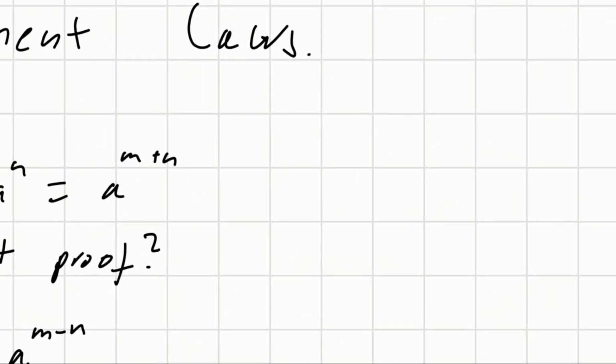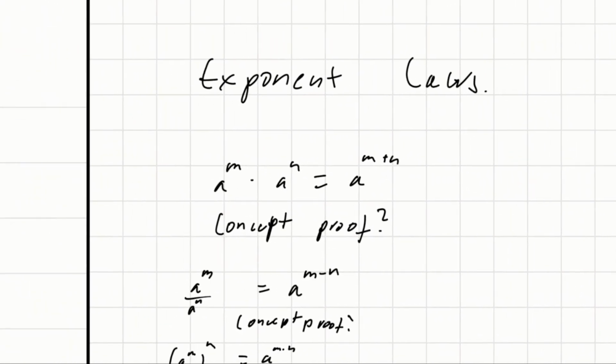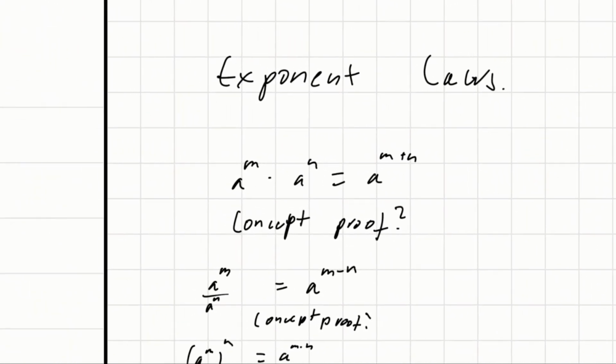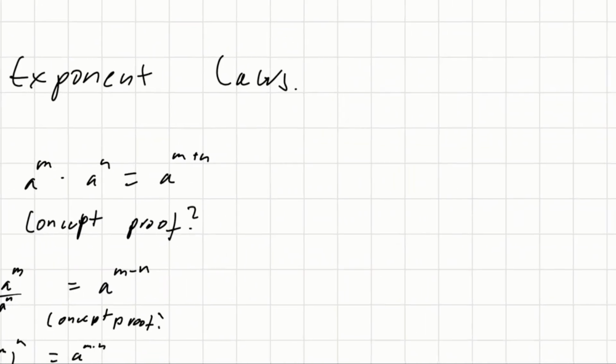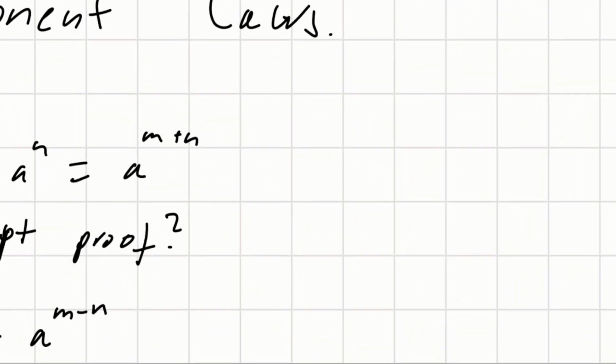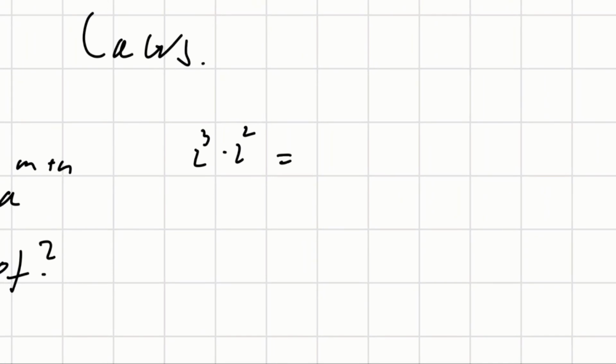So welcome back. Let's just have a look at what is happening. a means the base, so in this case this is the same number as this. So a is equal to a. Those are not random numbers, those are equal. So we can do an example. Let's say 2 to the power of 3 times 2 to the power of 2 equals 2 to the power of 5.